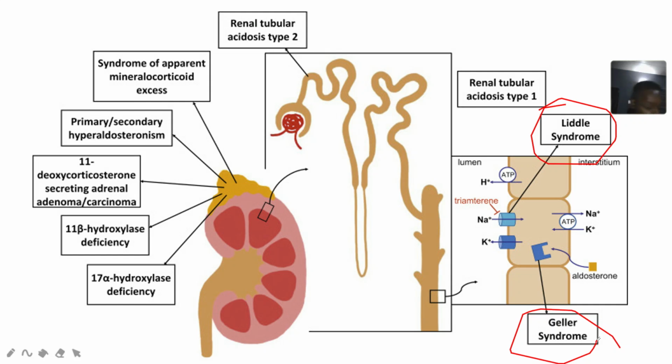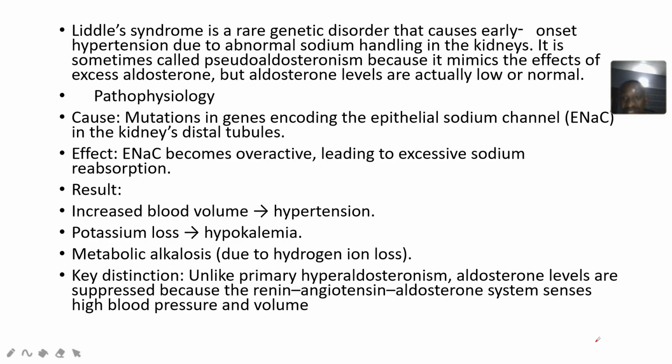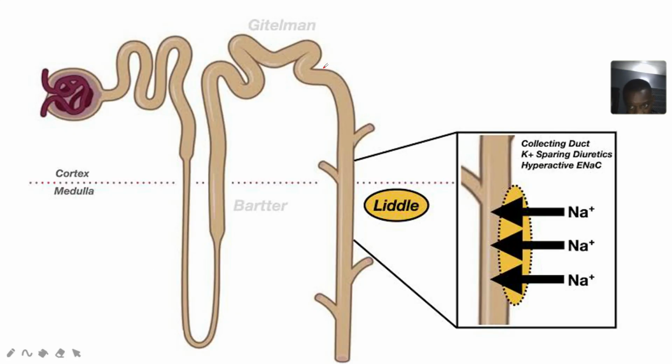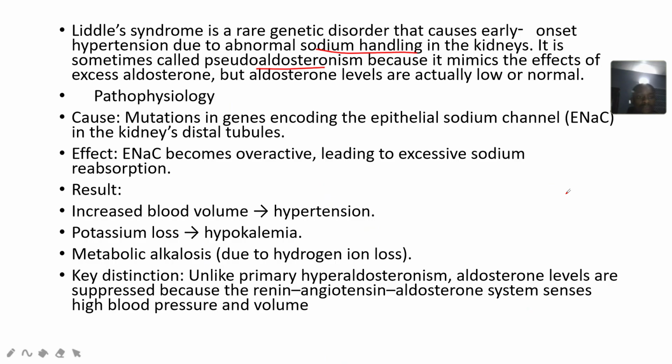So what is it, and what is the mechanism, or the pathophysiology? It's actually a rare genetic disorder, and it causes hypertension in young people. This is because sodium handling is not going on as it should. So it's sometimes called pseudo-aldosteronism because it mimics as though there's excess what? Aldosterone. Okay? So sodium handling is not going on very well.